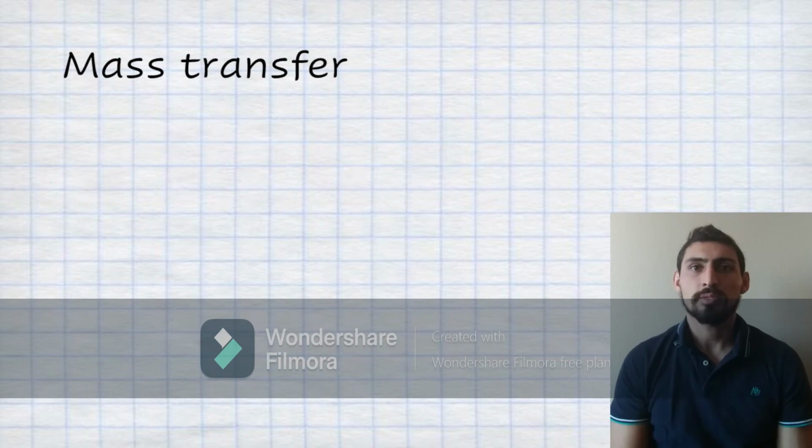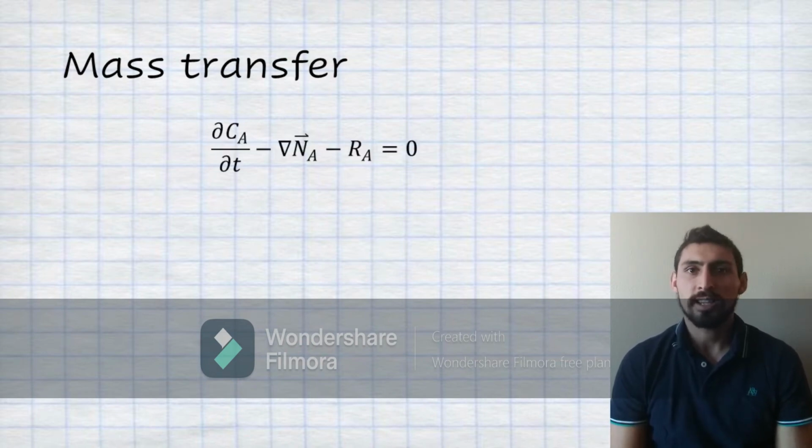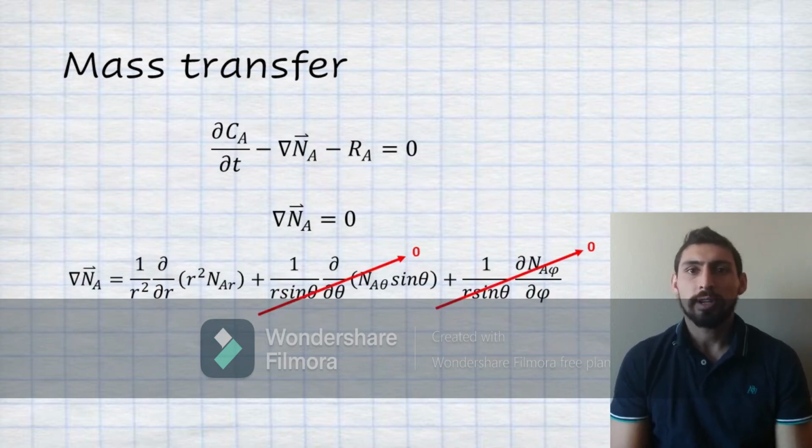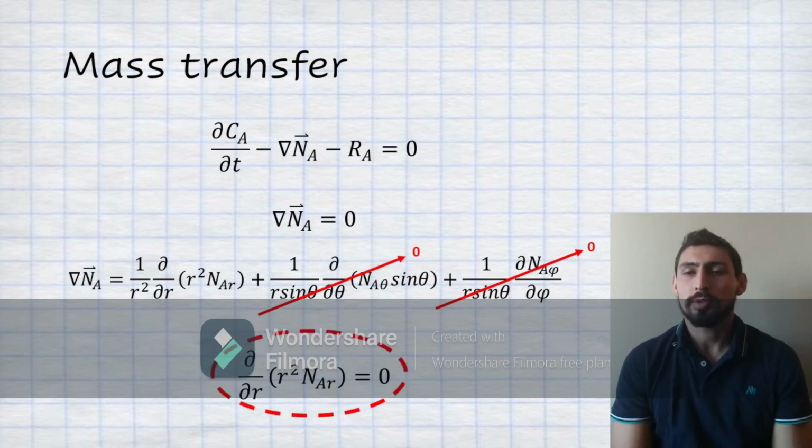The second step is to apply the mass transfer equation. As the process is in a steady state and there is no reaction, the equation can be reduced to this. For spherical coordinates and assuming radial transfer, the nabla operator looks like this. Simplifying the equation, we get here. Then it can be concluded from this equation that the flux remains constant with respect to the radius. Therefore, the equation can be solved through the integration method.